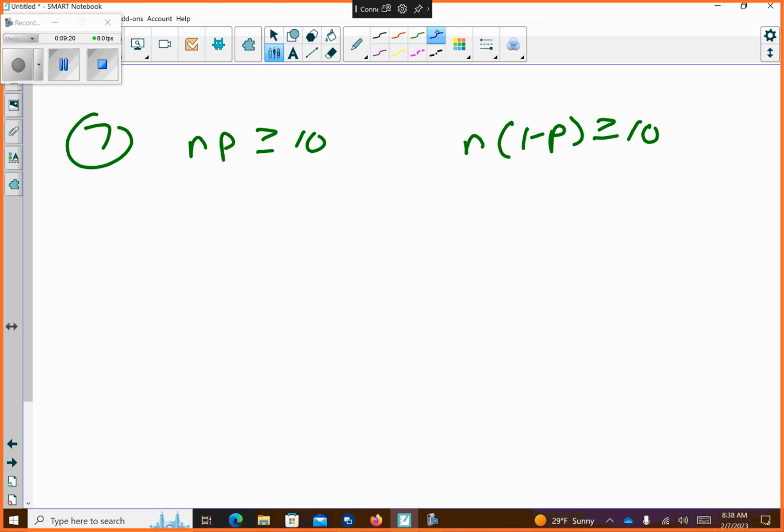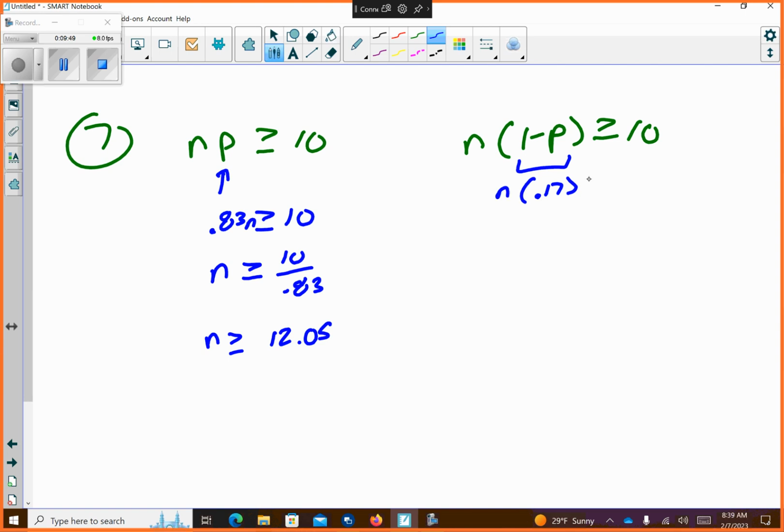So if I wanted to figure out what number of people I would need, I know that this is 0.83, and if I tried to solve this, I'm going to put the n right there. I'm going to divide each side by 0.83, so that comes out to 10 over 0.83, which means n is greater than or equal to 12.05 in this case. And then if I solve this one, remember this is going to give me 0.17 times n is greater than or equal to 10. So if I go 10 divided by 0.17, that's going to give me 58.82.